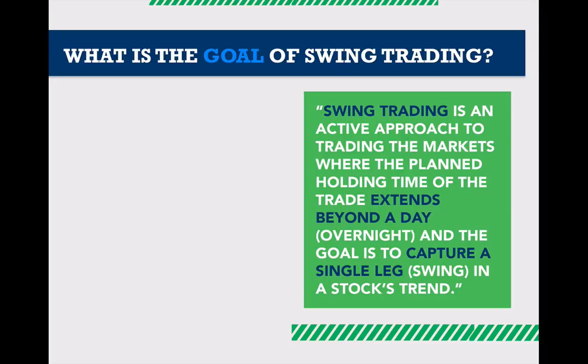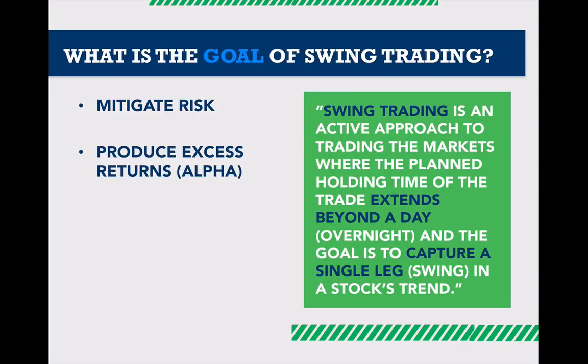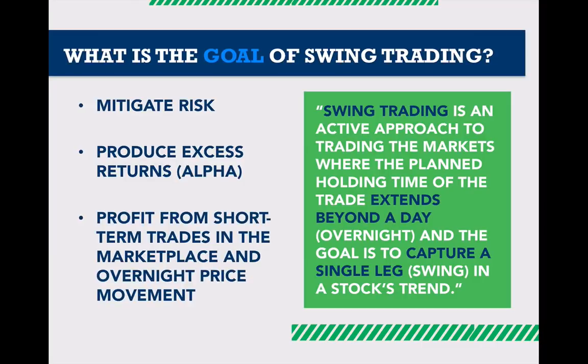So why do this? What's the goal of going through the effort of swing trading? Well, the first is to mitigate risk. You want to be able to manage risk in some sort of methodical process. Swing trading can absolutely solve this problem of mitigating risk. Second, produce excess returns or alpha. You're trying to outperform the market or whatever your favorite benchmark is. Swing trading, again, is an active trading approach that can do this. And then finally, to put it together, you're profiting from short-term trends in the marketplace and overnight price movement.